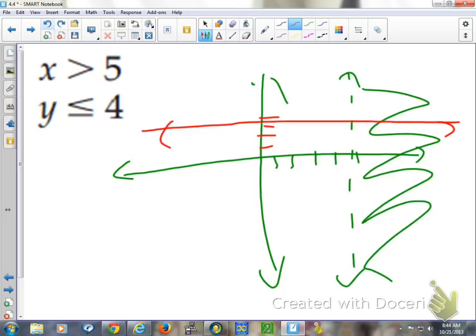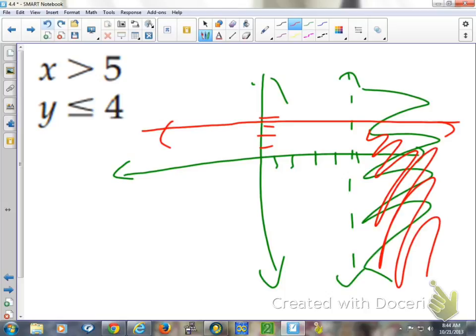Now, it would be all this, but I'm going to cut to the chase and say, where will both shadings overlap? Right there, on that one part. So this part should be erased, and just this portion is the solution. Well, no, just make sure it's pretty obvious which section has both shadings.